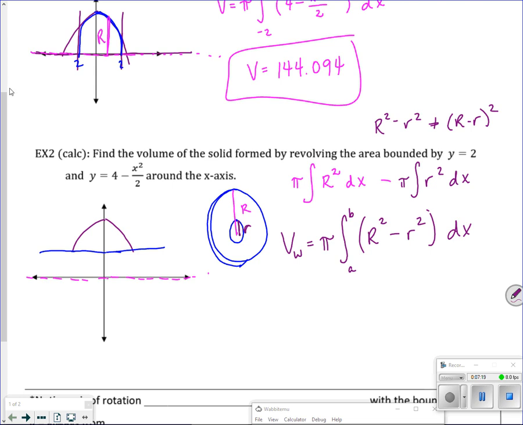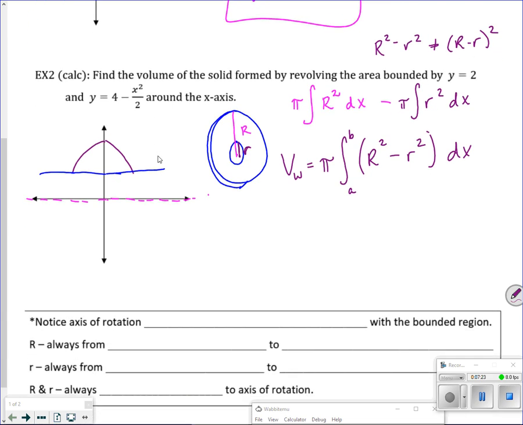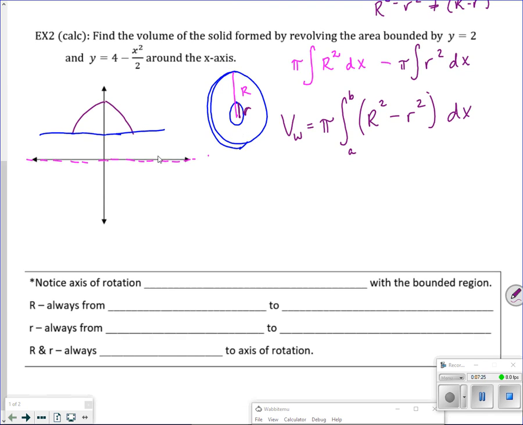So let's go and look at our problem here. And let's see if we can get our drawing. So notice again that the axis of rotation, because I mean you know today's washers, does not share a side.